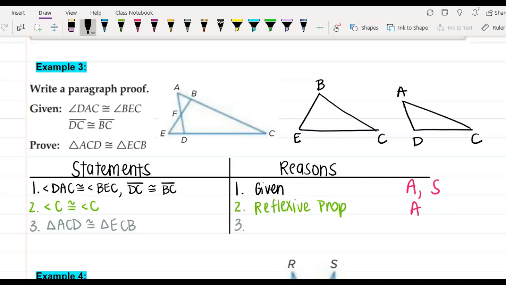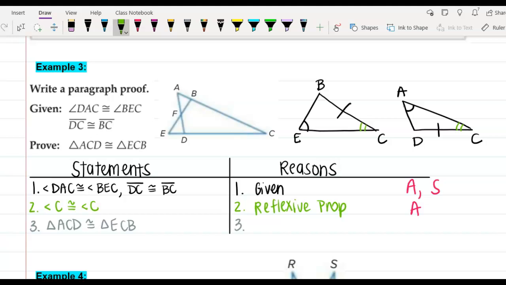So DAC is congruent to BEC. I know my triangles are obviously not congruent, but it's basically that if we took this first one and flipped it over, did a nice reflection, it would be the other one. And then we have DC is congruent to BC. And then angle C is the same in both of them. It's the same angle, so there you go.